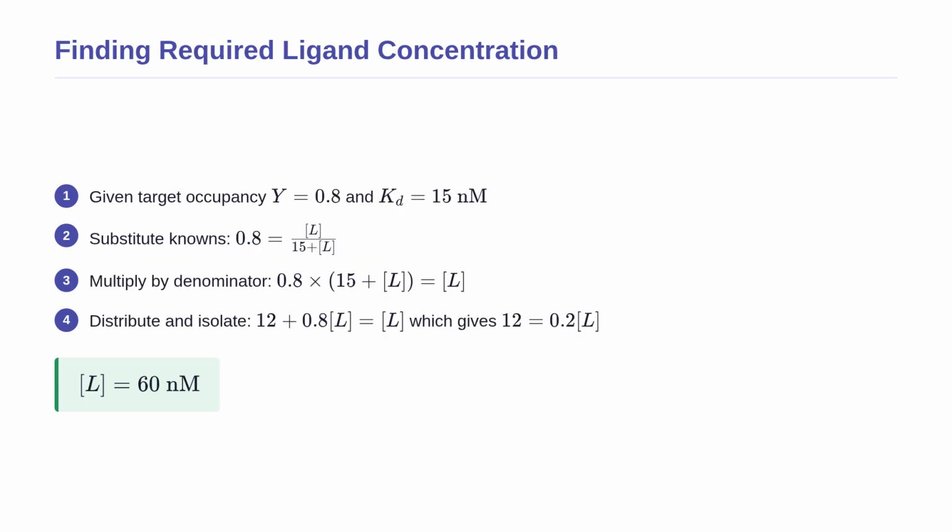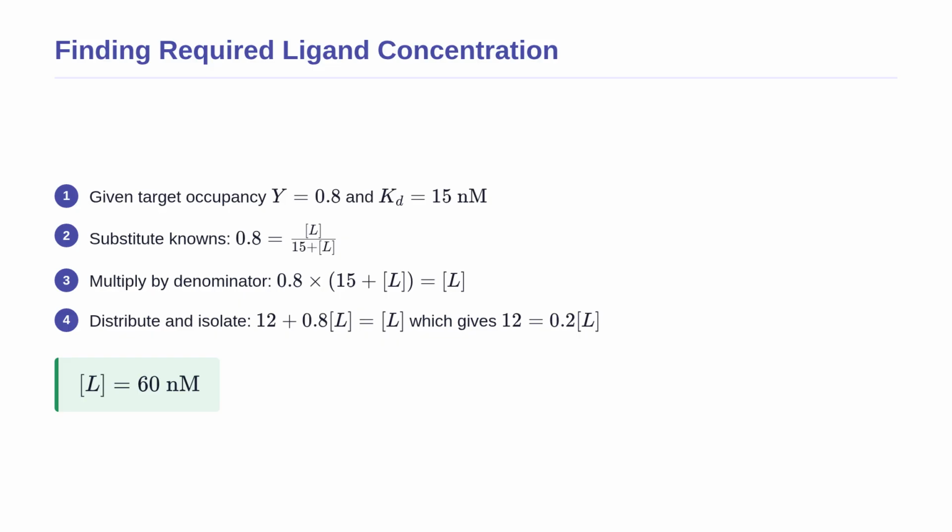Let us take this a step further with a real-world medical scenario. A pharmaceutical scientist wants to design a drug that activates exactly 80% of a specific cell receptor to treat a disease. The drug has a known dissociation constant of 15 nanomolar. We need to calculate the exact ligand concentration required.